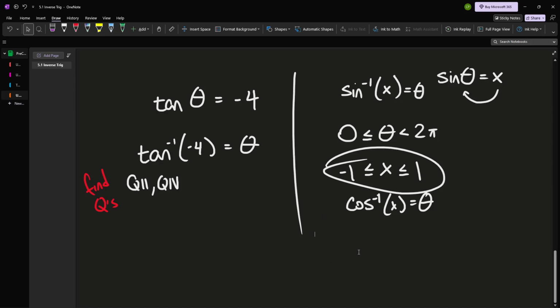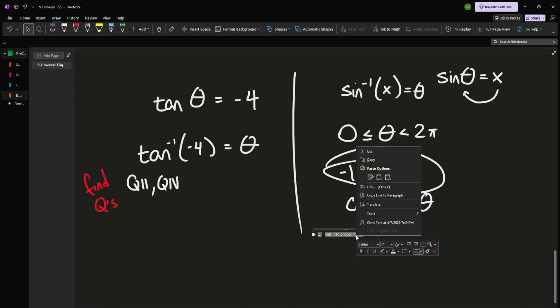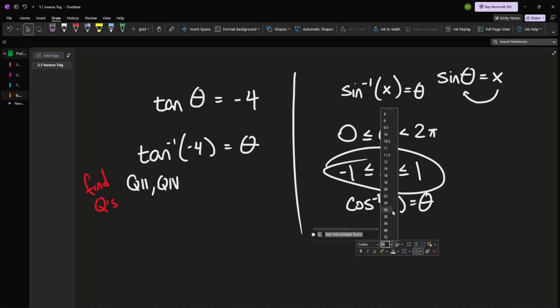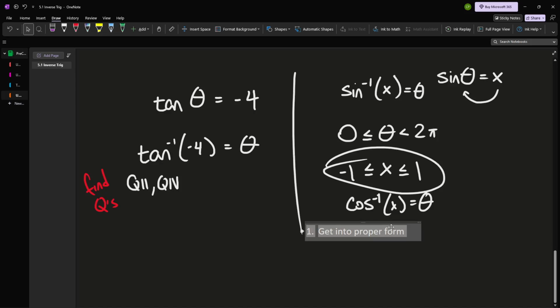We can also add a text right here. Step 1: get into proper form. The proper form in this case will be your inverse trig of your value equals theta. That's a bit confusing, but we can't really type in math in this way.